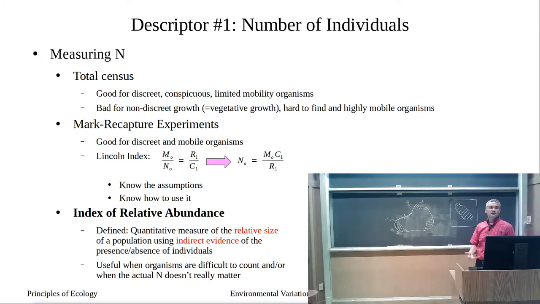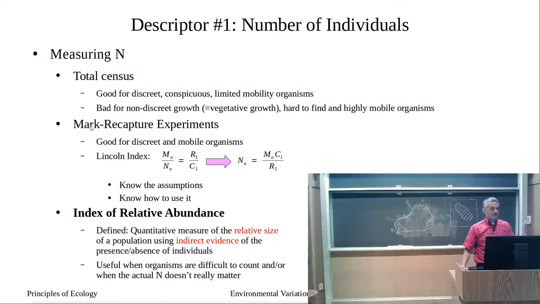Also, if the organism's hard to find, it's going to be hard to count them. Organisms that are active at night are going to be hard to find. Camouflaged individuals are going to be a lot harder to find. As well as highly mobile organisms. We couldn't go out and just count every single grasshopper out there, because you catch a grasshopper and let it go and it's moving all over the place. So total census isn't good for any of those things, and that means we have to use other ways to approximate N.